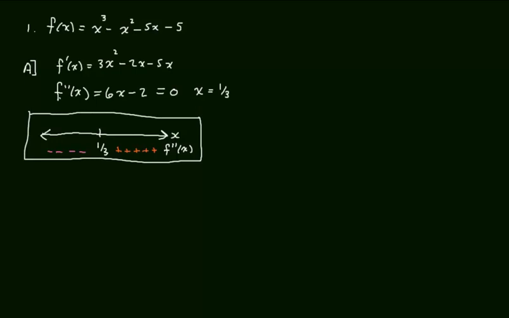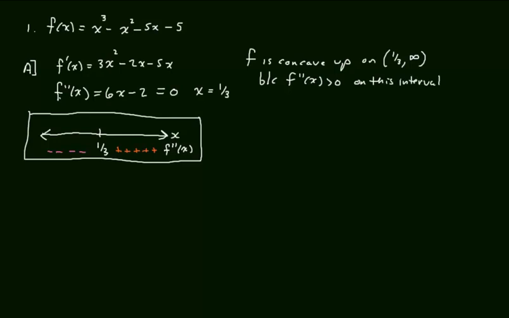it's going to help us to answer both part A and part B. So in part A, we're going to say f is concave up on the interval 1/3 all the way to infinity, and the reason for that is because f double prime of x is greater than 0 on this interval, and I can use that number line to make that determination.